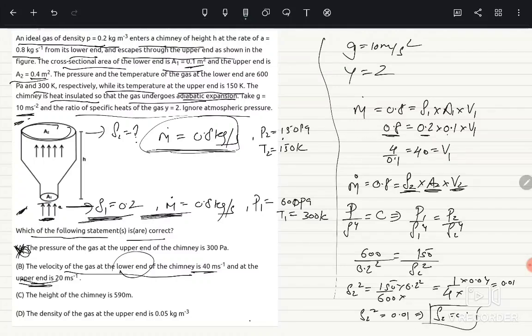Now let us check the fourth option. The density of gas at the upper end is 0.05. This option is also wrong.